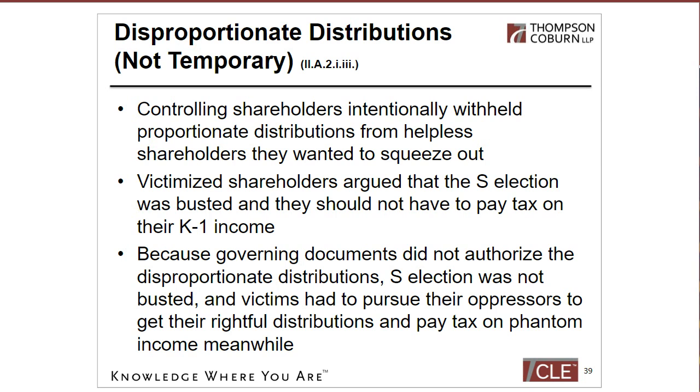And the court said, too bad, so sad. The governing documents did not authorize the majority shareholders to do these awful things. So the S election was not busted. They needed to go and pursue their oppressors. They couldn't try to argue with the IRS about it. They had to pursue their oppressors.